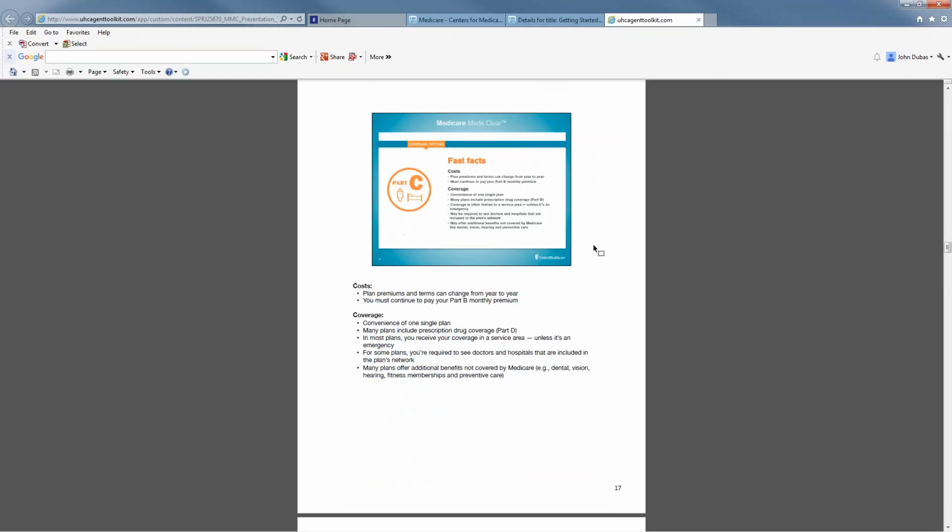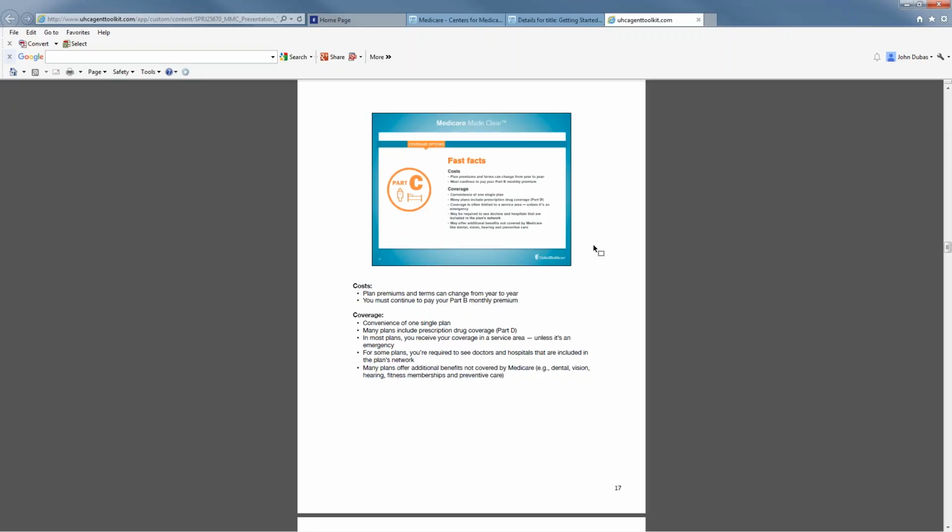Some additional facts about Medicare Part C. The plan premiums and the terms of the coverage can change from year to year, and the person on the program has to continue to have their Part B premium funded, either through their own circumstances or through assistance programs. Some of the neat points of the coverage is they have the convenience of one single plan. It's a card that is used when you go to the doctor, when you go to the hospital, or when you pick up your prescription drugs. And as we mentioned, many times that prescription drug coverage is rolled in right with the health coverage.